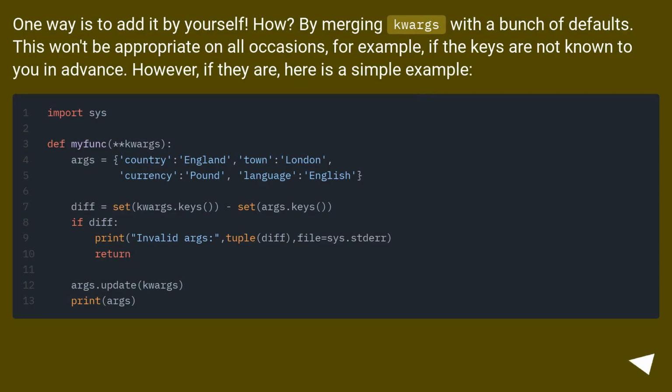One way is to add it by yourself. How? By merging kwargs with a bunch of defaults. This won't be appropriate on all occasions, for example, if the keys are not known to you in advance. However, if they are, here is a simple example.